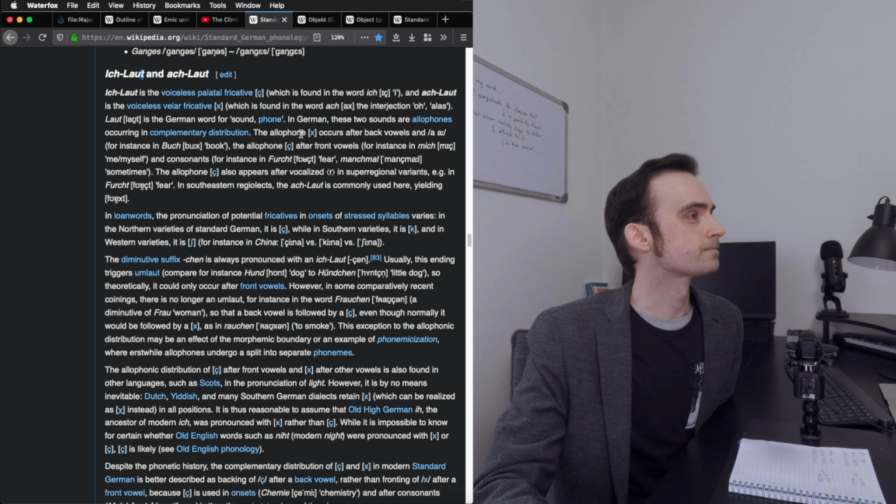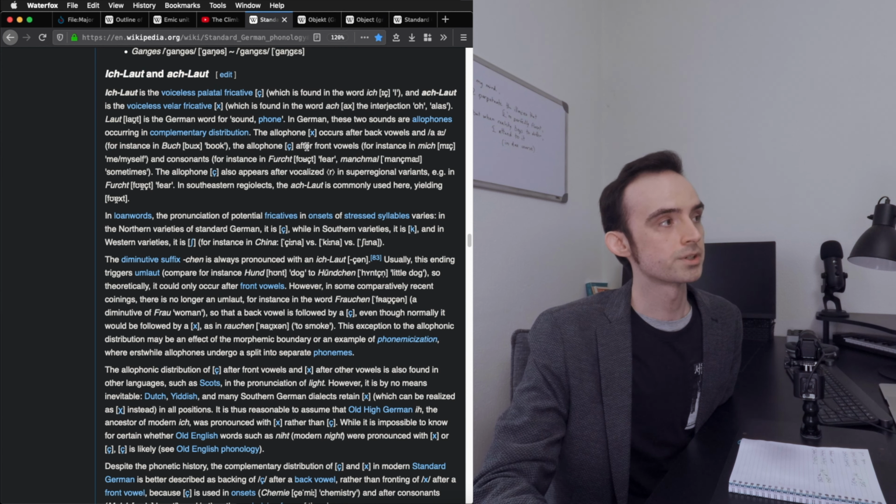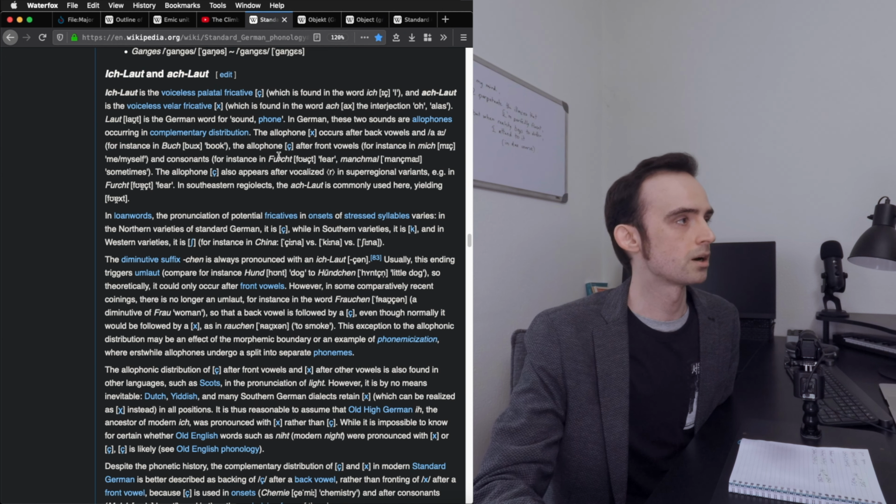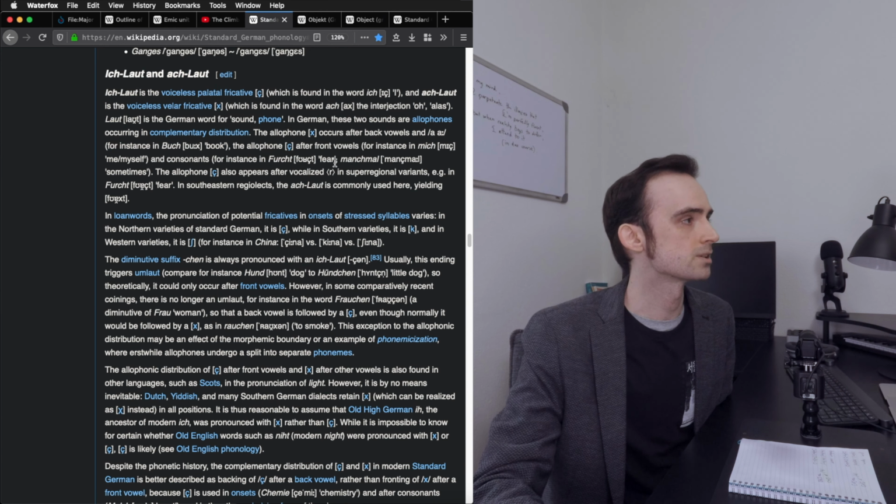And here it says the allophone ach occurs after back vowels, for instance, in the word Buch, which means book, and the allophone ich occurs after front vowels, for instance, in the word mich, which means me, myself. And the ich sound also occurs after consonants, like in the word Furcht, which means fear, and manchmal, which means sometimes.